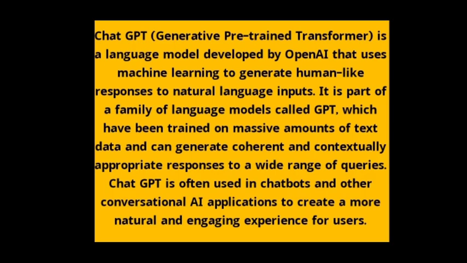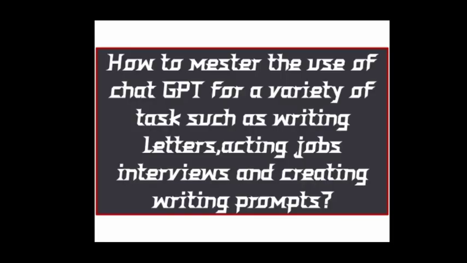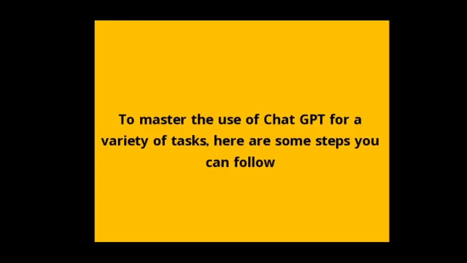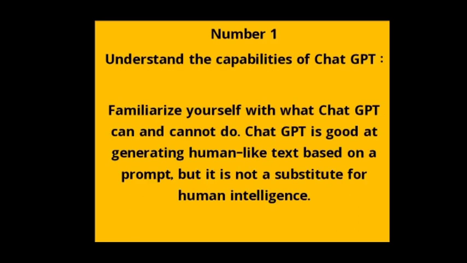ChatGPT is often used in chatbots and other conversational AI applications to create a more natural and engaging experience for users. Second, how to master the use of ChatGPT for a variety of tasks such as writing letters, acting in job interviews and creating writing prompts. To master the use of ChatGPT for a variety of tasks, here are some steps you can follow. Number 1. Understand the capabilities of ChatGPT. Familiarize yourself with what ChatGPT can and cannot do. ChatGPT is good at generating human-like text based on a prompt, but it is not a substitute for human intelligence.